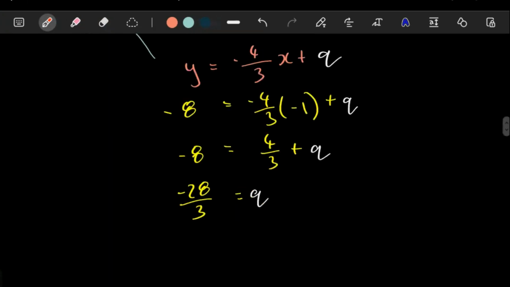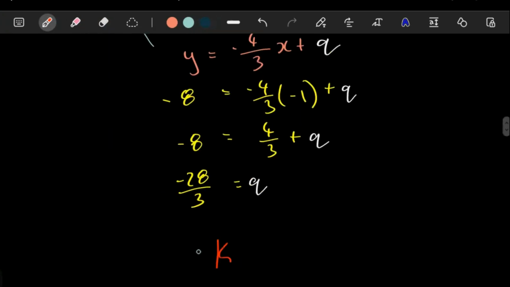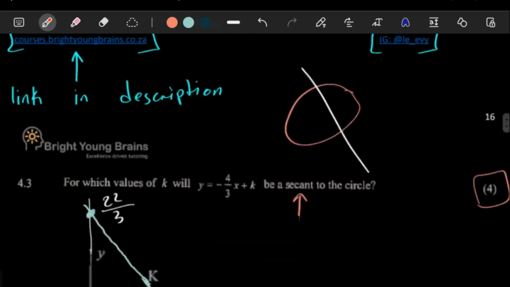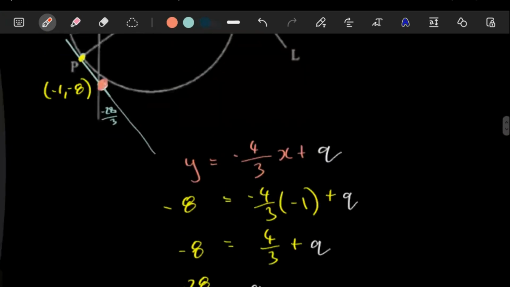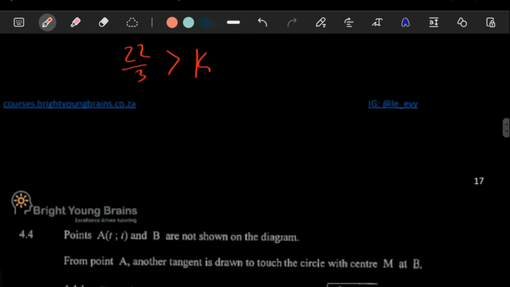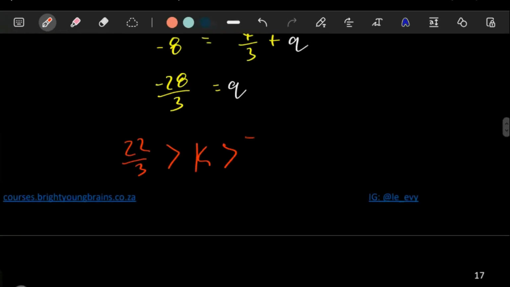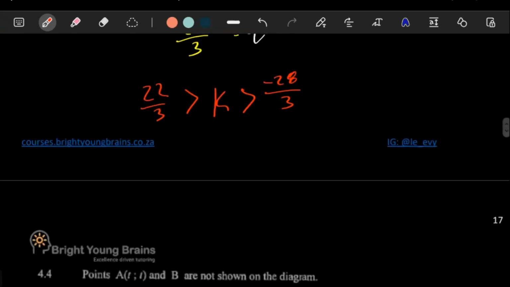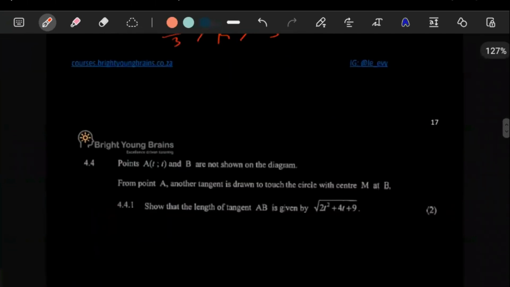Since we now know that, we can give our final answer for k. We can say that our value of k needs to be below 22 over 3, which is that value up here, and it needs to be above negative 28 over 3. There we go. So all this being said, we can now move on to 4.4 over there.